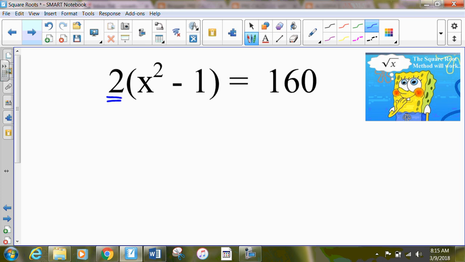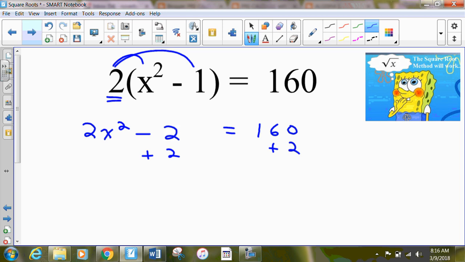This 2 can be distributed to the x squared, so we can write 2x squared, and it can be distributed to the -1, so 2 times -1 is -2. And we bring down the rest of it. And then it's just kind of a 2-step equation, plus a little something extra at the end. We're going to get rid of the -2 by adding 2 to both sides. We have 2x squared, and we've got 162. And when we divide both sides by 2, we end up with x squared equals 81.